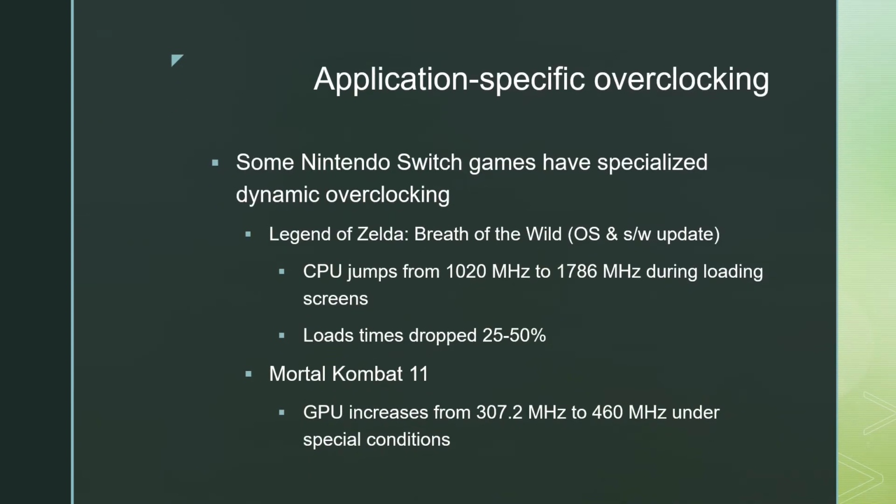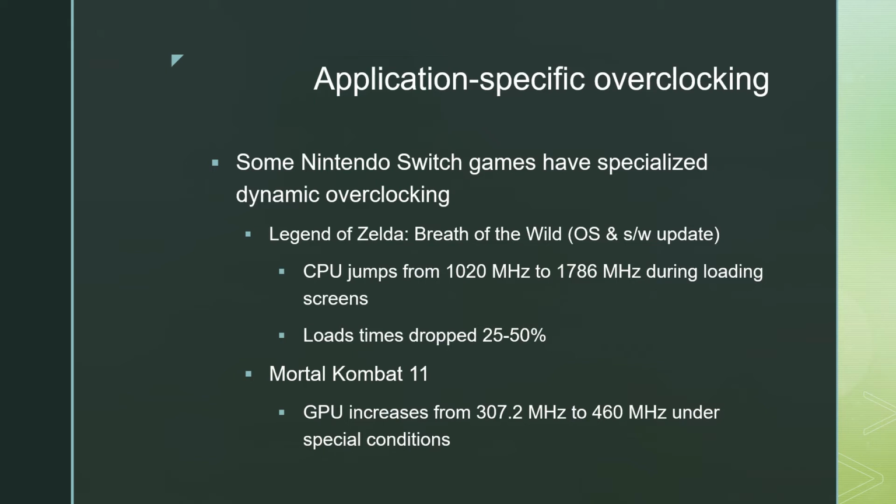Up to now, we've only seen clock speeds change when either the user requests it or when a certain system event occurs. But now we're running into a third kind of overclocking. There are certain Nintendo Switch games that have overclocking built into them. For example, in Legend of Zelda: Breath of the Wild, an update added in overclocking. This only occurs on the loading screens, where there is less going on graphically and the CPU has more power available to it. So the CPU jumps from the Switch's rated 1020 MHz to 1786 MHz on the very high side. This caused loading times to drop by around 25 to 50%. Not a small feat at all.